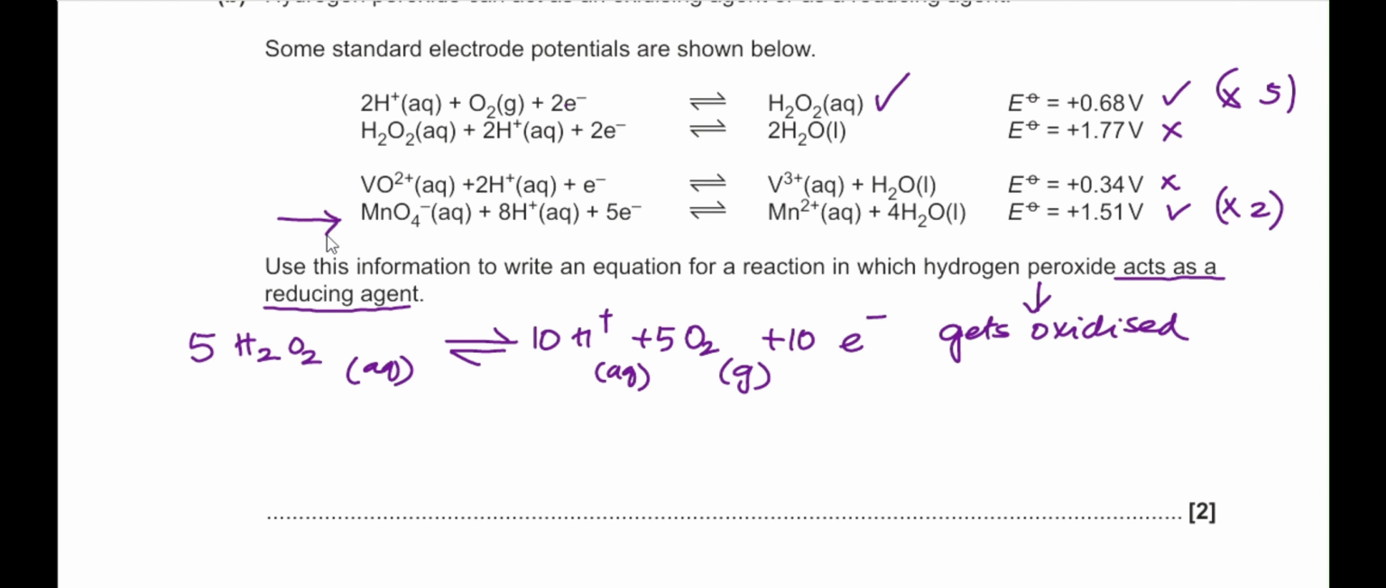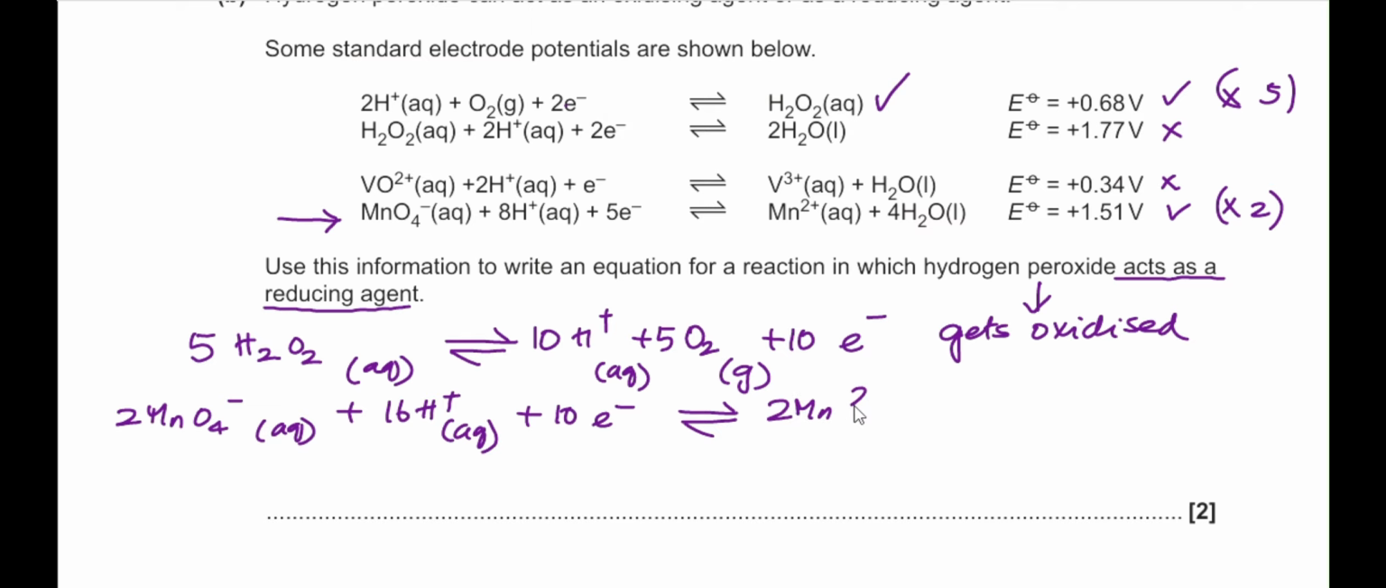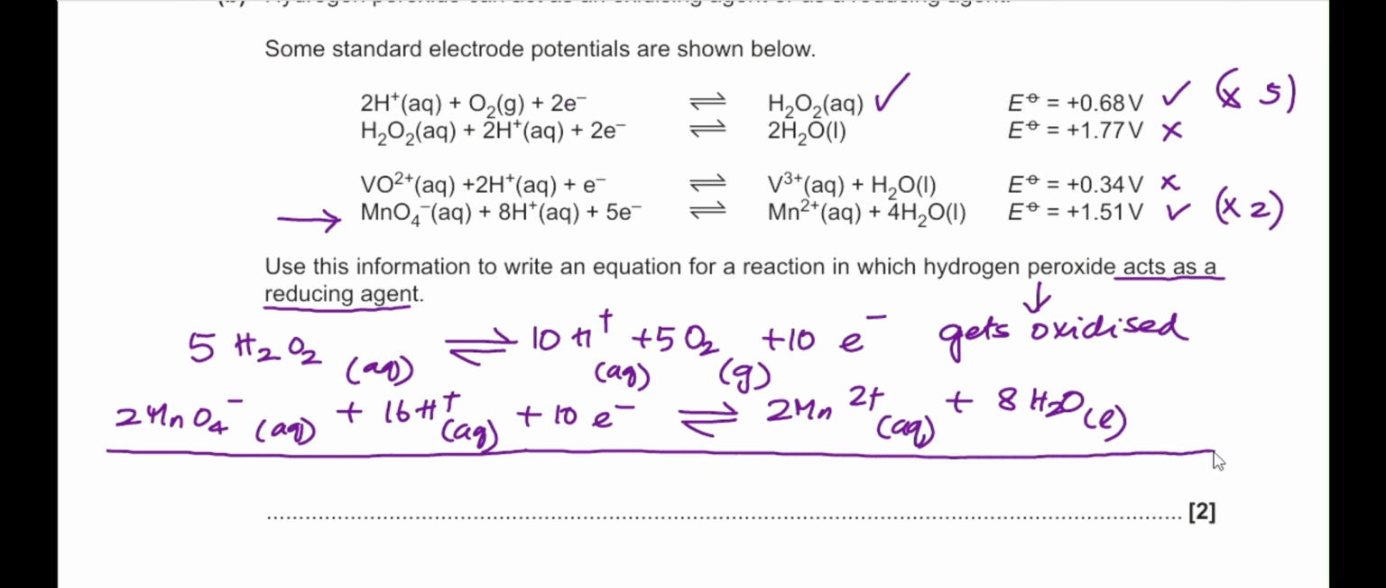Multiplying this whole equation by 2, we get 2MnO4⁻ (aq) + 16H⁺ (aq) + 10 electrons gives 2Mn²⁺ (aq) + 8H2O (l). Adding these two equations together, we get the overall equation.